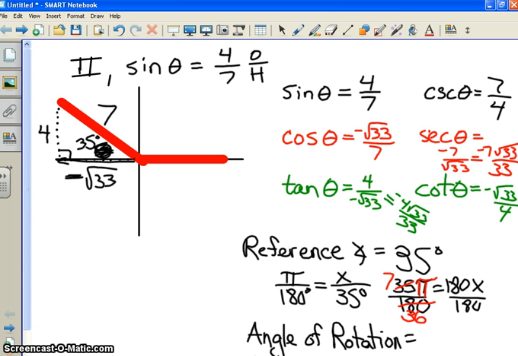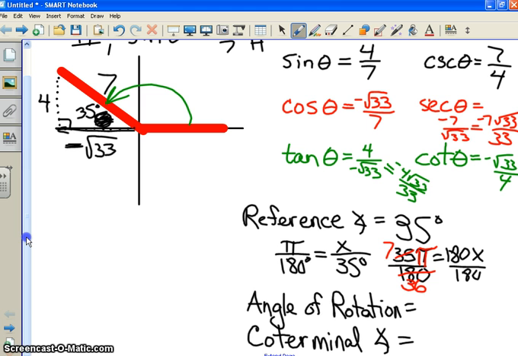Now also, if I know that that angle is 35 degrees, I can figure out my angle of rotation that I rotated to. That would be 180 minus 35, which would be 145. And then my coterminal angle simply goes the other direction. So that would be 180 plus 35, which would be 215.